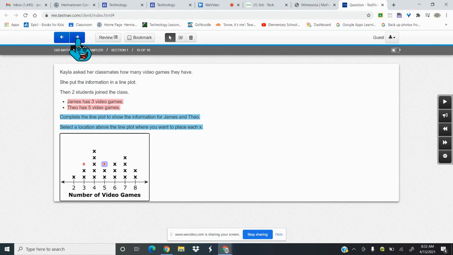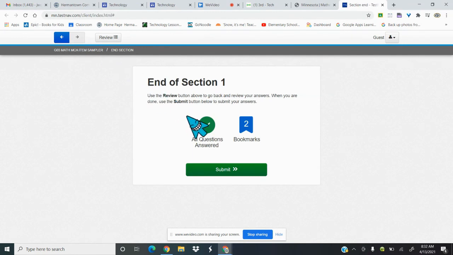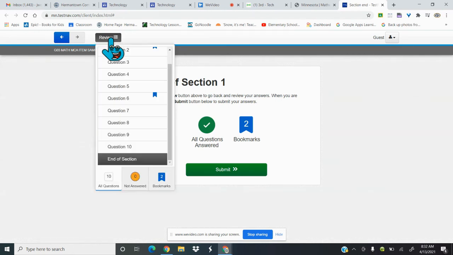This is the last question of the first section, so I'm just going to press the forward arrow. And it says end of section 1. I do have 2 bookmarks. Your test will not allow you to submit it with 2 bookmarks, so I have to go back to the review. So this is the last little tool I haven't showed you to use yet, and it shows you all your questions. You can go back to any question you want and just check on the answer, but you do have to specifically take off these bookmarks.